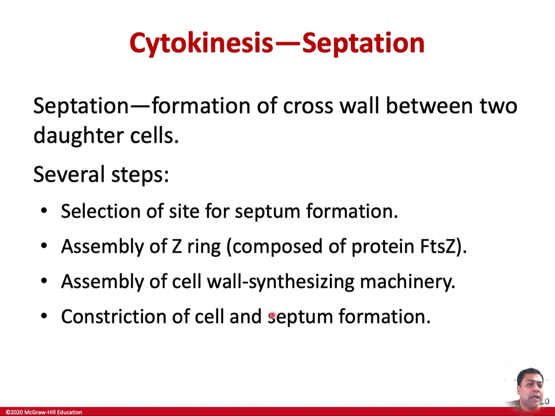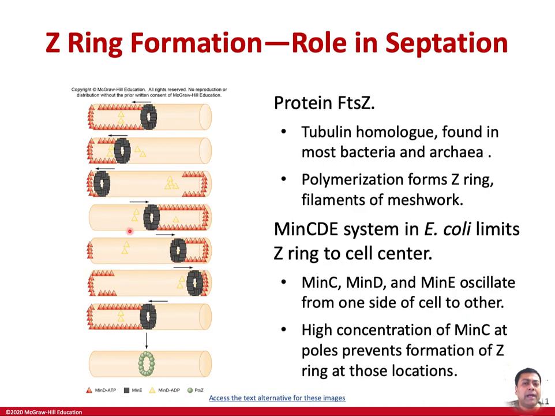Here we are looking at cytokinesis, which is the formation of the cross wall between the two daughter cells. There are several steps: selection of the site for septum formation, and assembly of the Z ring, which is composed of a protein that is a cytoskeleton homolog known as FtsZ. We are also going to look at the assembly of the cell wall synthesizing machinery close to FtsZ, and constriction of the cell and septum formation. Correct separation requires that the Z ring is formed at the proper place along the center line at the proper time.